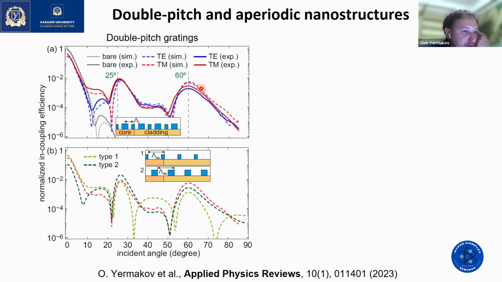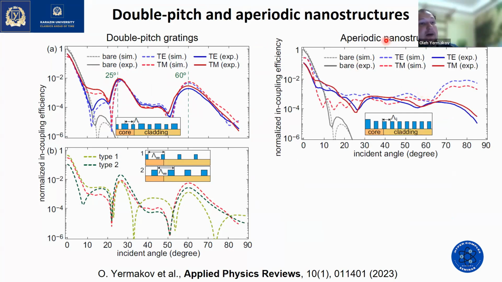First of all, we make such a double pitch grating, opening a second diffraction channel, and we have 2 peaks here. Here the dashed line corresponds to the simulation and solid lines to the measurements. And we also make an aperiodic nanostructure where each ring has been separately optimized, and it works like a quasi-flat wavefront, so the coupling efficiency is pretty high, but almost doesn't depend on the angle of incidence.